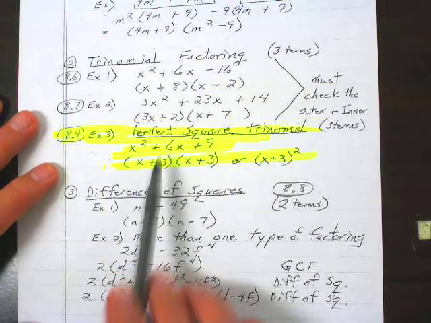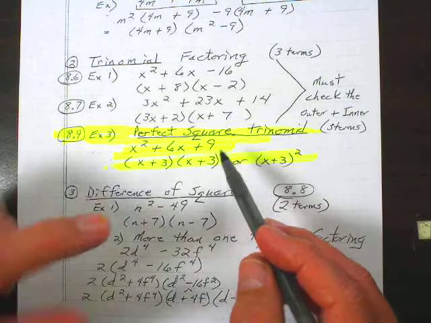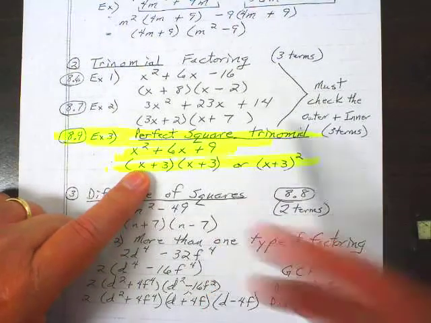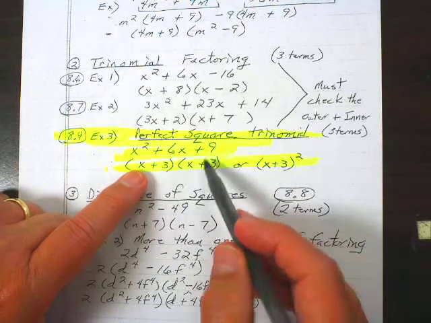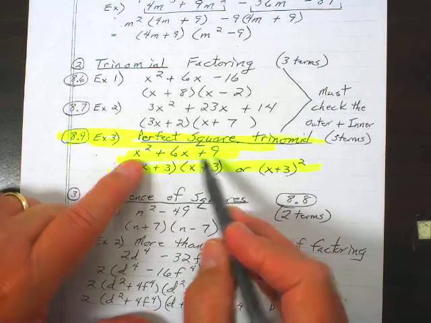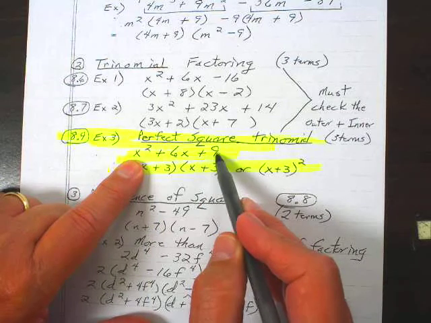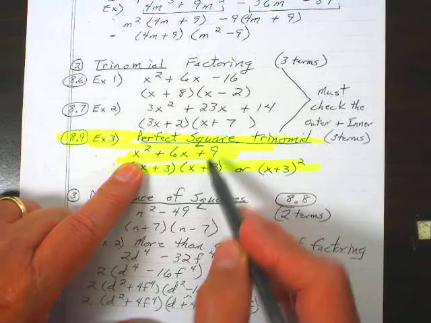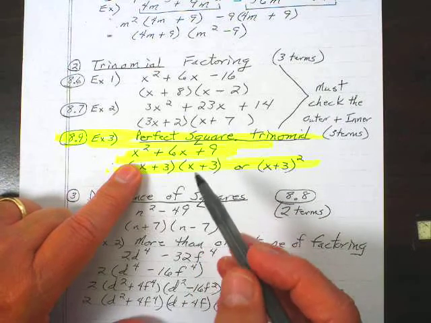Okay, now just real quick, notice that what has to happen if it's a perfect square trinomial, obviously, first of all, it has to have 3 terms. It has to be a trinomial. The second thing that has to happen is that this first term and this last term must be perfect squares. If they are not, it's not a perfect square trinomial.